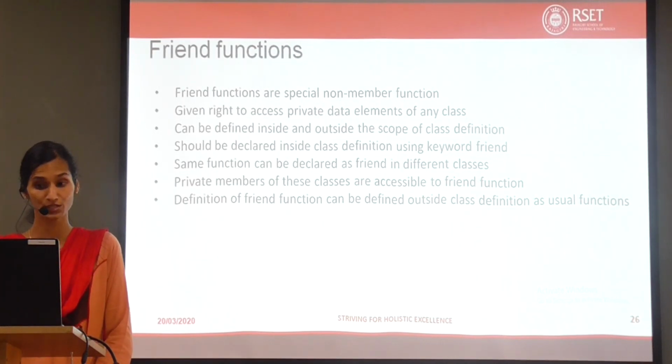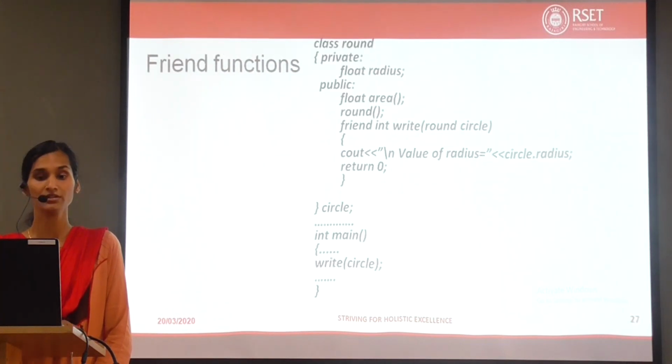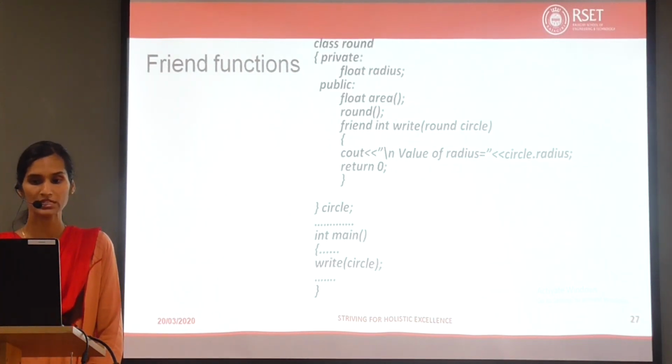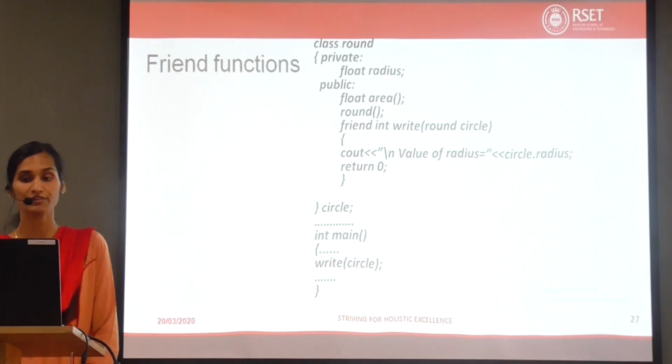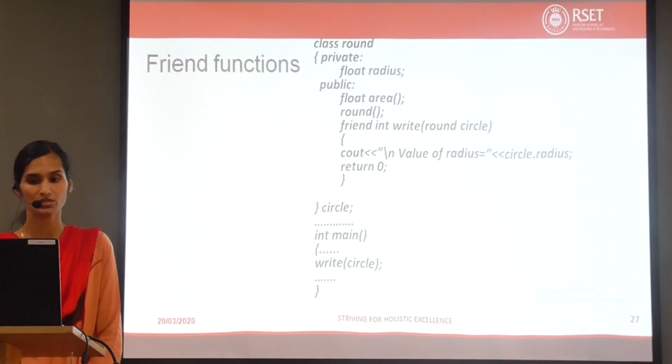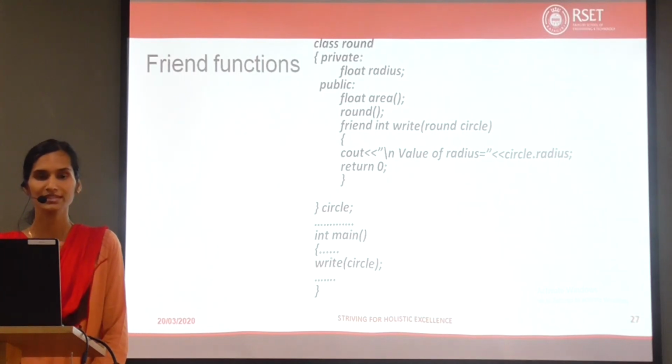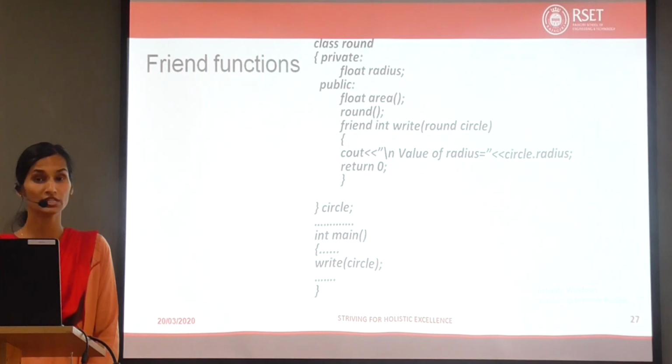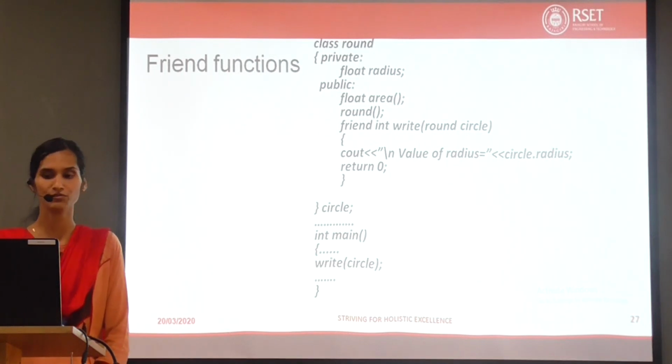So that friend function has to be declared using the keyword friend. You can see in the same program I have declared a friend int right round circle, in which the round refers to the class name, circle is my object, and int as usual is the data type of the function. It is a friend function, so I have put friend before the int right. Friend functions can simply be invoked in int main like your usual function call. Simply you write right circle and it will be called.